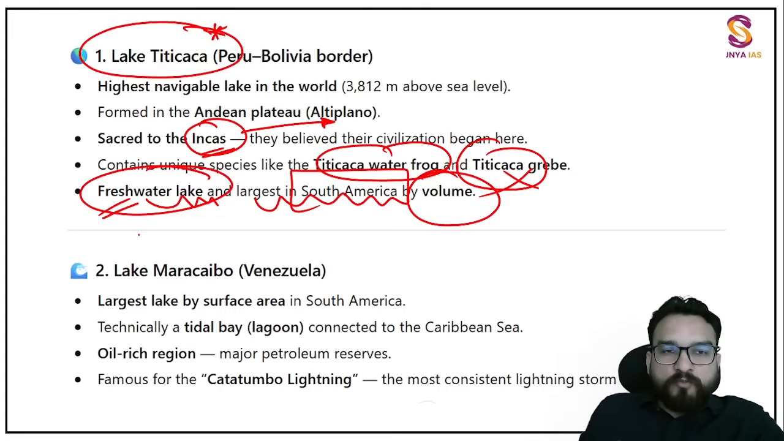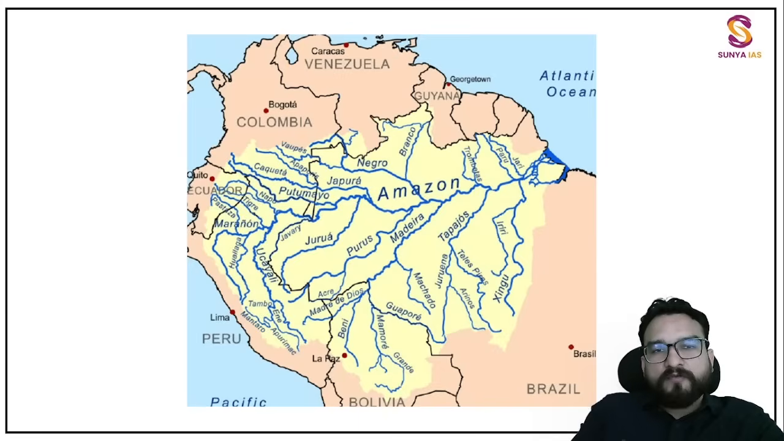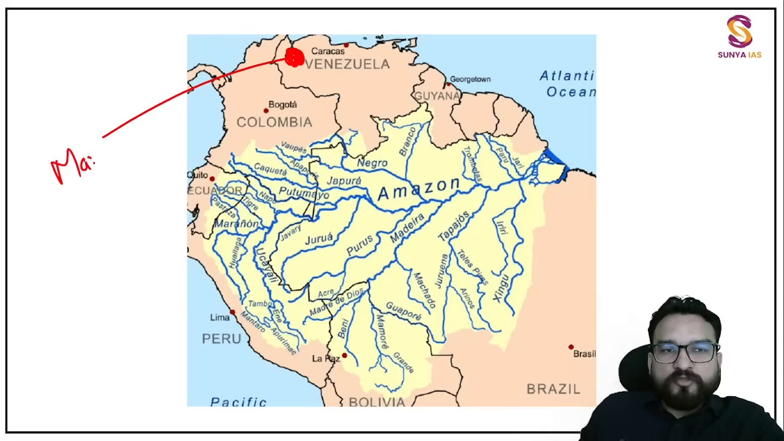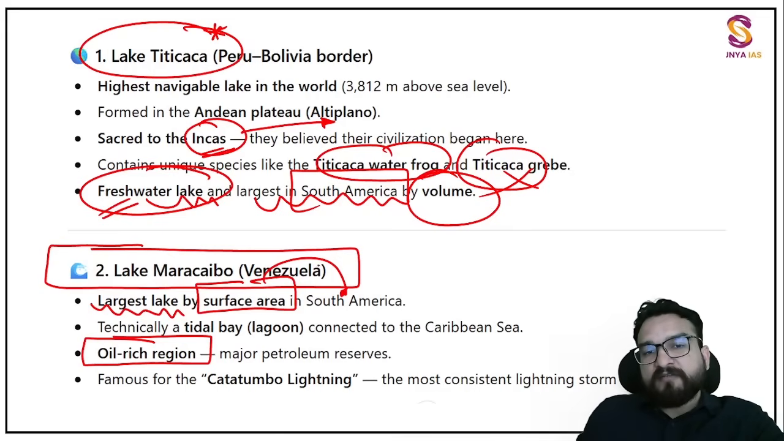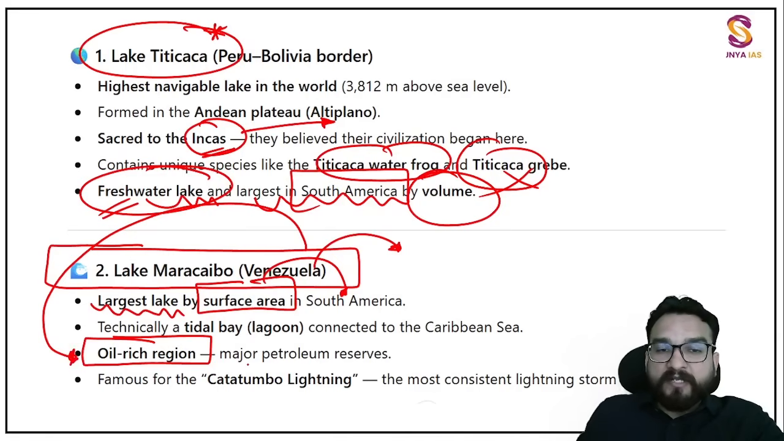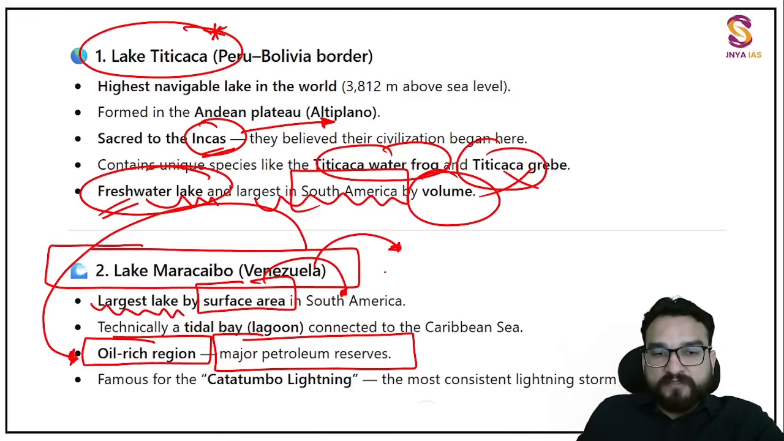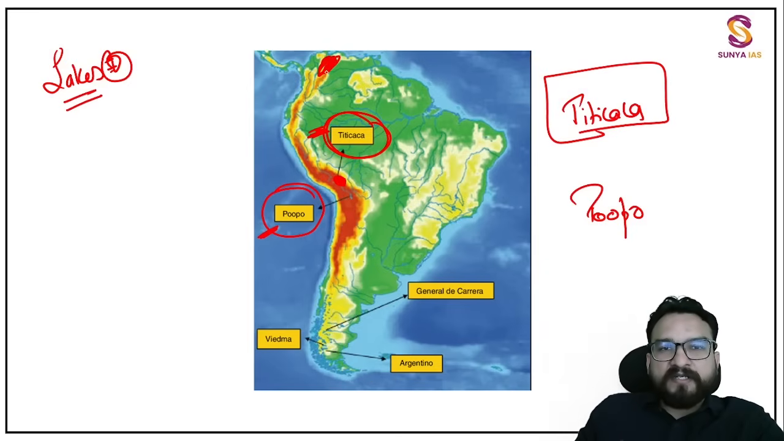Okay. Then one of the most important lakes over here is Lake Maracaibo. Lake Maracaibo, you understand now. Where is this Lake Maracaibo? Lake Maracaibo is this, guys. Okay, Maracaibo in Venezuela. So remember it, very important lake, because it is one of the largest lakes by surface area in South America. Also, it is one of the oil rich regions. When we say that Venezuela has the highest oil reserves, this is one major oil rich region which you are going to find, Lake Maracaibo, where we have major petroleum reserves, right? It is also famous for Catatumbo lightning, the most consistent lightning storm on earth, but not very important, right? So one more lake I have told you over here, that is Maracaibo.